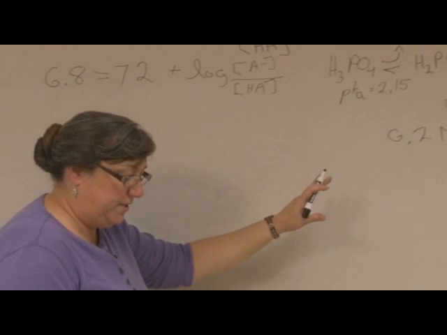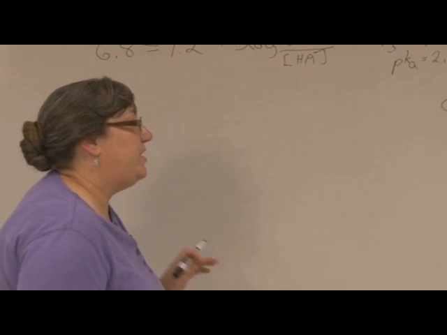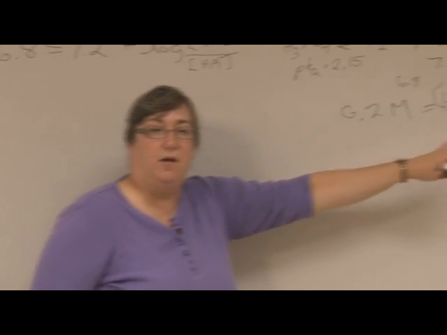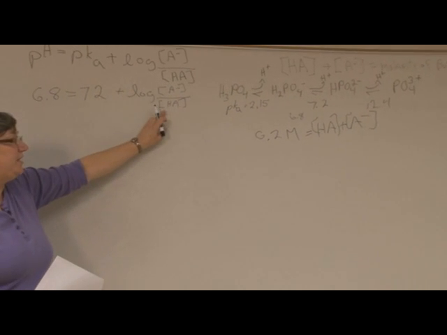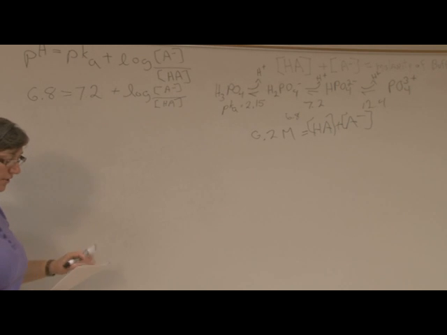And that's going to be our second equation. So again, we've got a situation where we have 2 unknowns that we need to solve for. We've written out our Henderson-Hasselbalch, and we've got the 2 unknowns here. 2 equations, 2 unknowns. We're really, really happy about this situation.